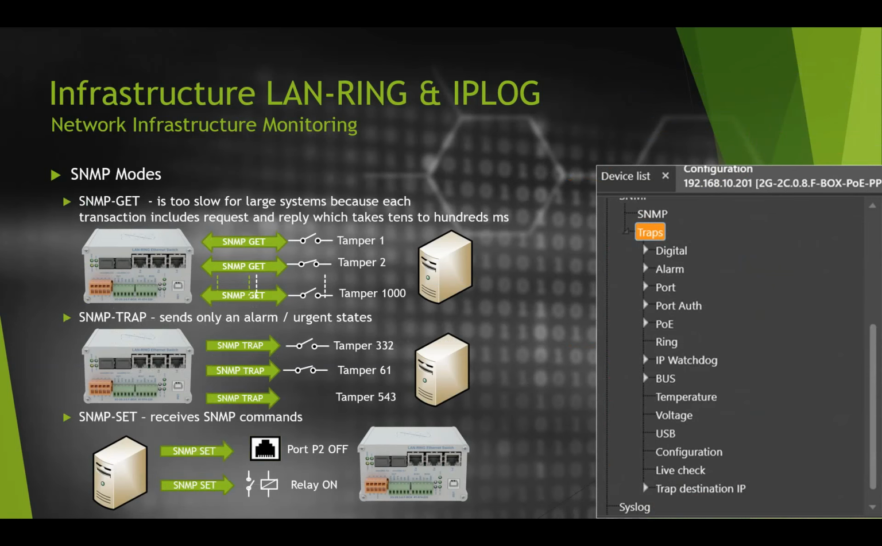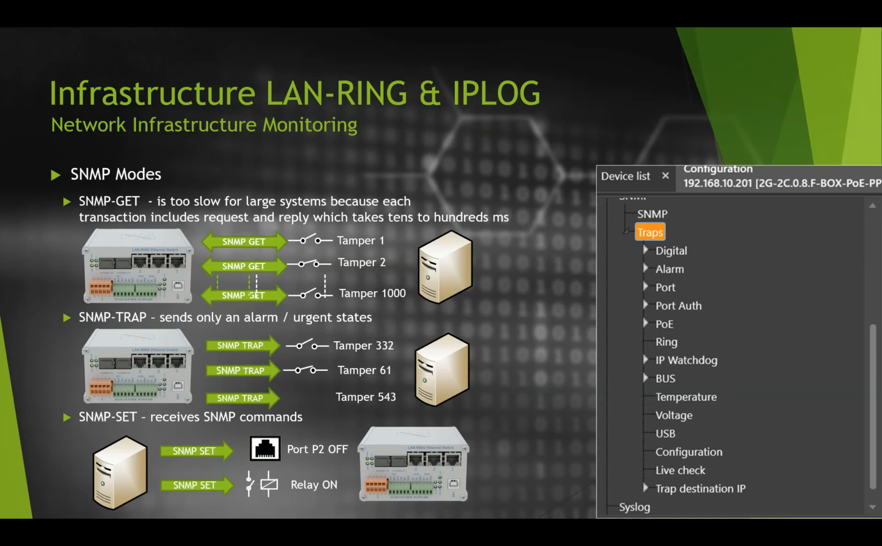SNMP set is used to control the outputs and settings of the device itself, while SNMP GET and SNMP trap are used to monitor the device. SNMP GET requires a request to be sent for each read value, which takes some time. SNMP GET is therefore not suitable for monitoring a large number of inputs.